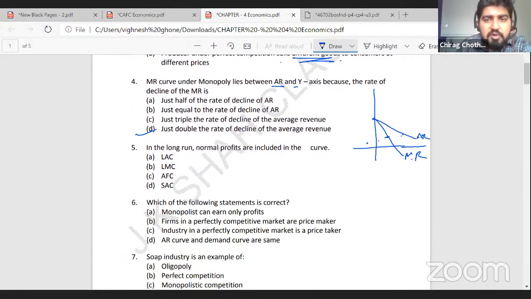In the long run, normal profits are included in the dash curve. Now, when do we have normal profit? Right? Normal profits are included in the dash curve. How do we determine the level of normal profit? It is based on LAR and LAC. So the correct option here, because we have AC, will be LAC.